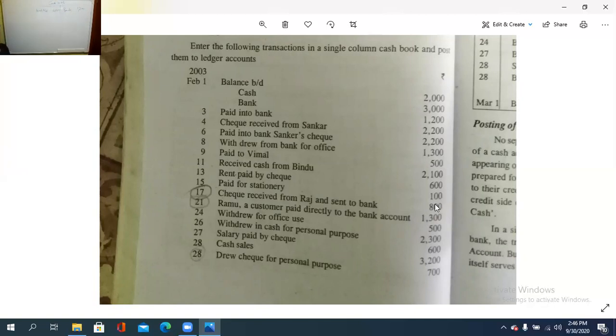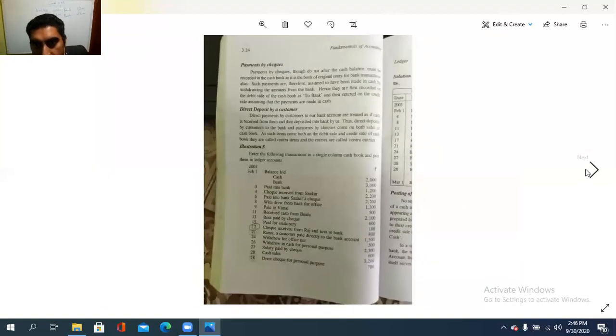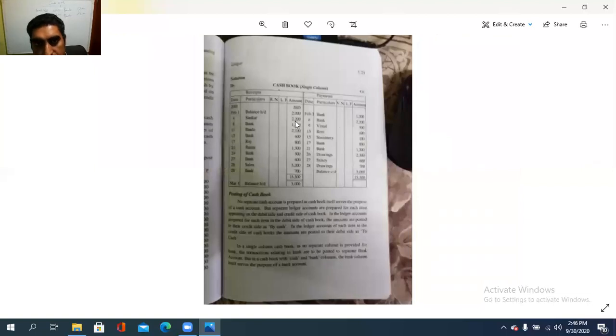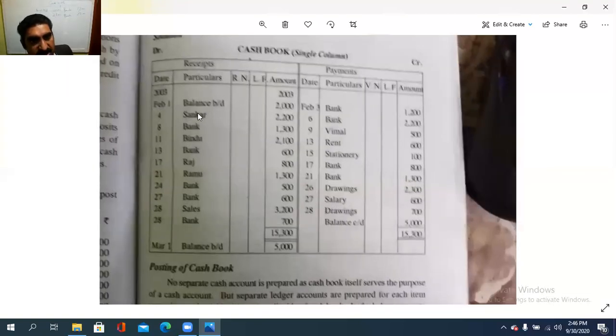Then check received from Shankar. So what is the entry? Cash account debtor to Shankar. So Shankar, how much is it? 2,200. Then paid into bank the Shankar's check. That is coming here, isn't it? So deposit that check, 2,200. See here, debiting Shankar 2,200 and crediting the bank 2,200.